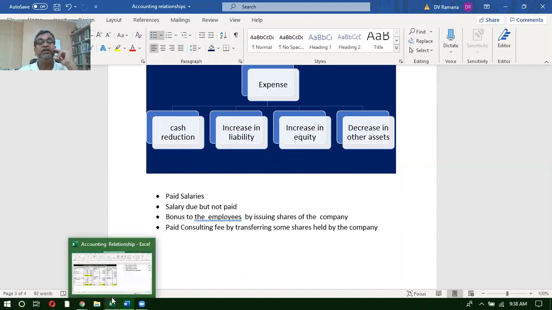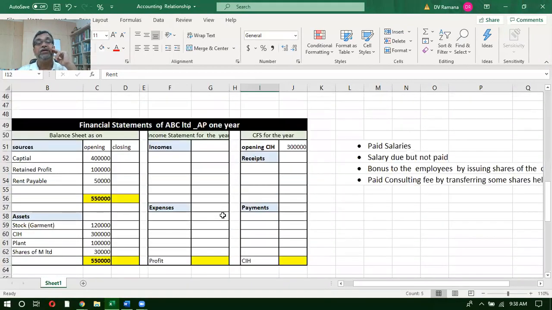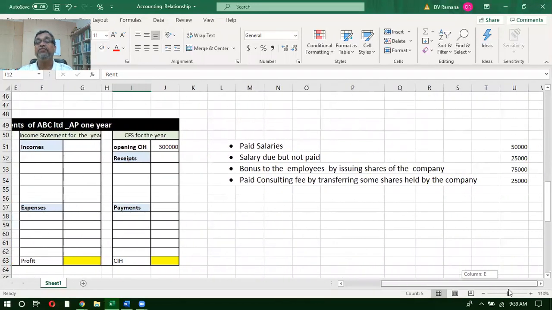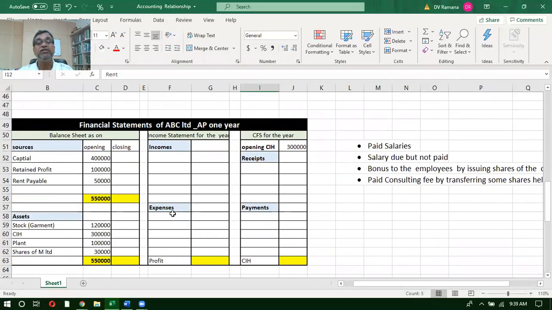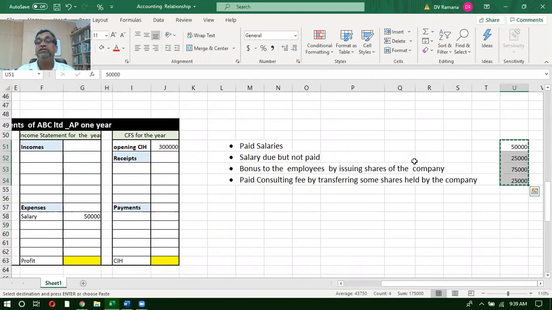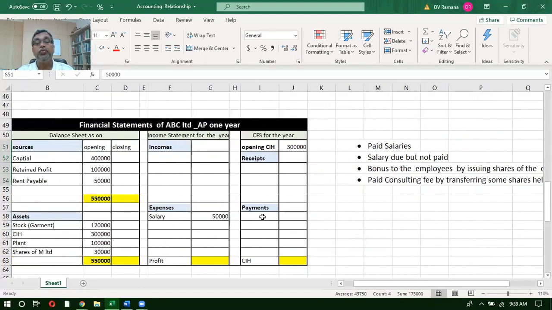Okay, so let us see another example. Again, we have an opening balance sheet and the company, and here we are going to see some expenses. Salary paid 50,000, okay? Salary is an expense. We paid 50,000, so it's an expense resulting in outflow of cash.